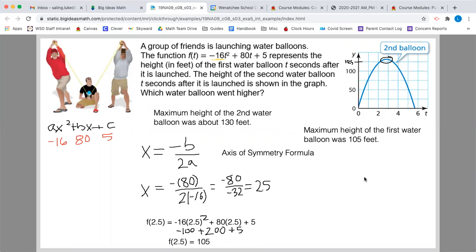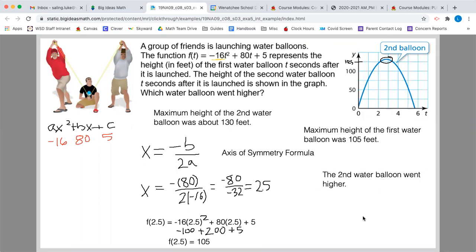Now, the question was, which water balloon went higher? And the maximum height of the first water balloon, given by the function, was 105 feet, and the maximum height of the second water balloon was in the vicinity of 130 feet. So we can say the second water balloon went higher.